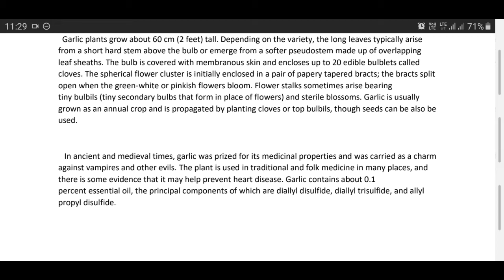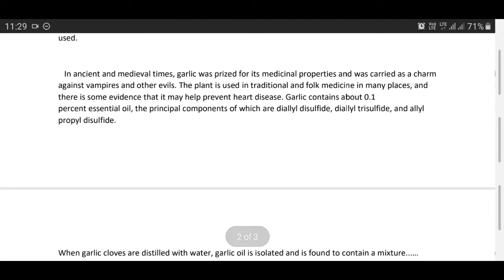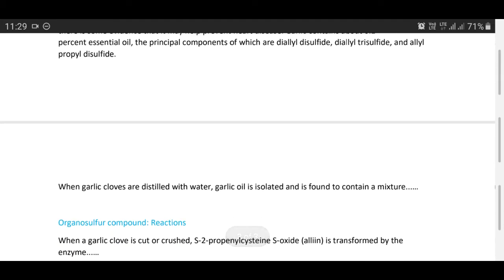In ancient and medieval times, we are discussing some historical uses of onions and garlic. Garlic was prized for its medicinal properties and was carried as a charm against vampires and other evils. The plant is used in traditional and folk medicine in many places, and there is some evidence that it may help prevent heart diseases. Garlic contains about 0.1% essential oil, the principal components of which are diallyl disulfide, diallyl trisulfide and allyl propyl disulfide. These are the principal agents generally present in garlic cloves.